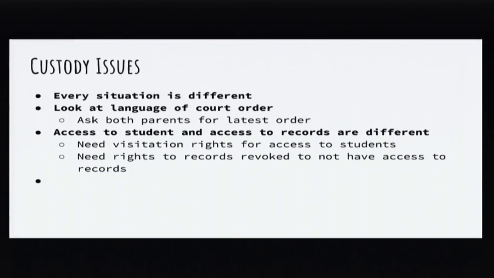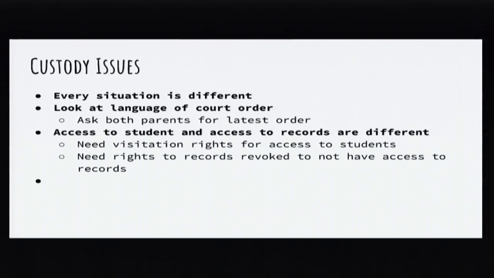Access to the child's education records are there unless specifically revoked by a court order. So if you don't have a court order that says mom does not have rights to the child's education records, it has to be that specific, then that parent would be entitled to records. That's not access to the child, it's access to records.